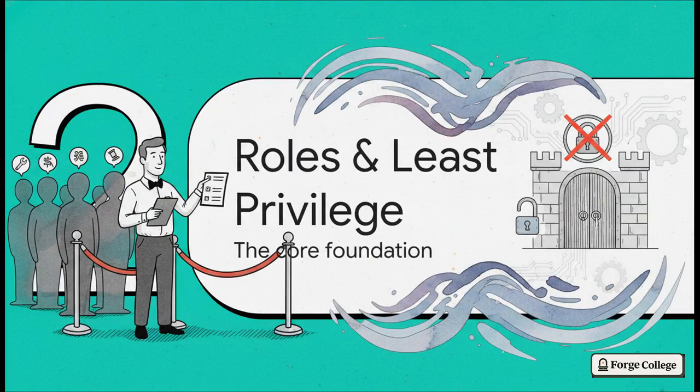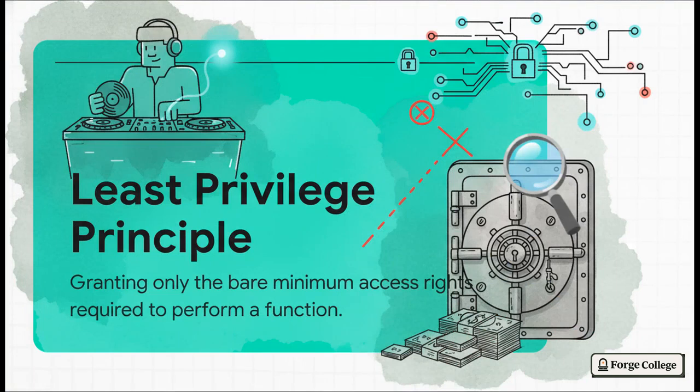Section 2, roles and least privilege. This is the core foundation. And this brilliantly illustrates the golden rule of security, the least privilege principle. Essentially, this means granting an actor the bare minimum access rights they require to perform their specific function, and absolutely nothing more. Think about it. If you hire a DJ for your exclusive club, they definitely need access to the sound booth, but they do not need the combination to the club's financial vault. In smart contract testing, we must prove actors only get the exact access they absolutely need.